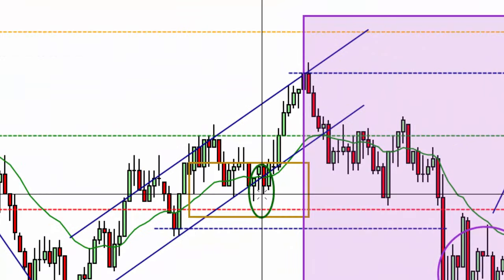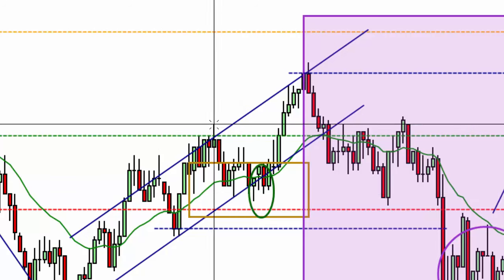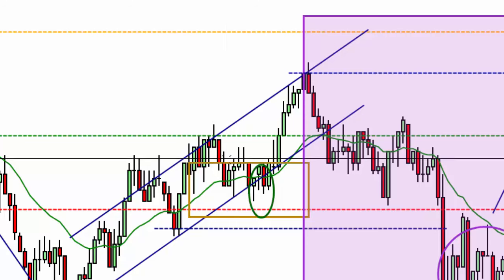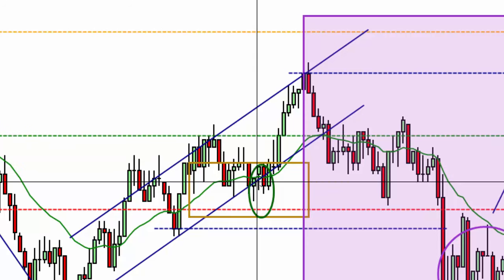This is a second entry long off the EMA, off the bottom of this trend channel. So you can see there's a first, price makes a new high right here. This is your first entry, pullback, second entry long.